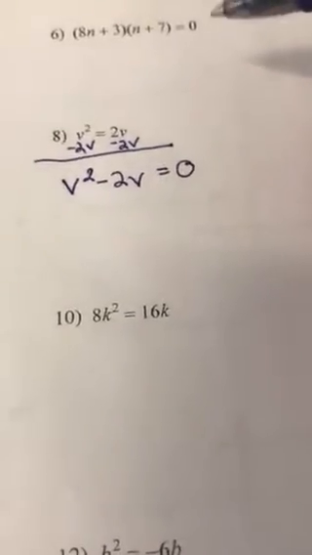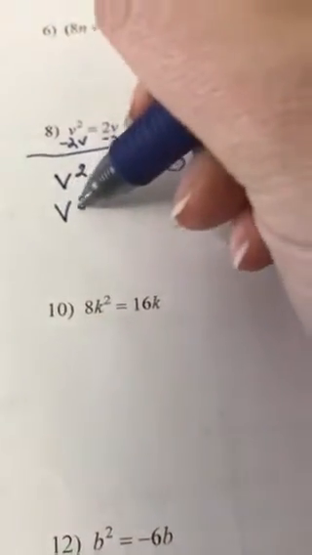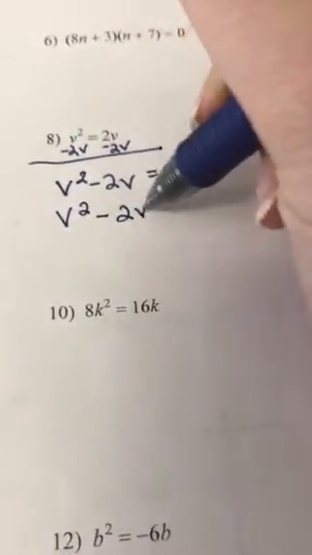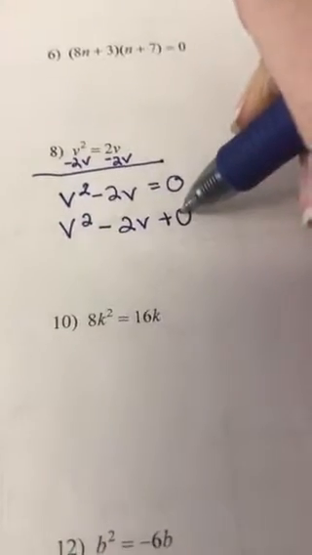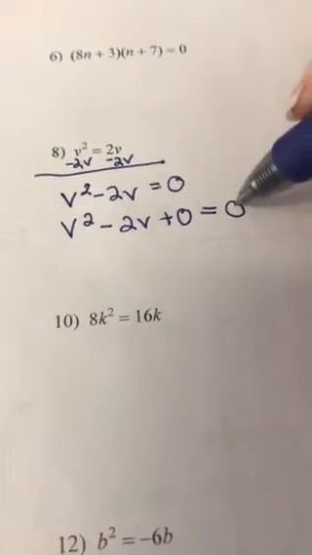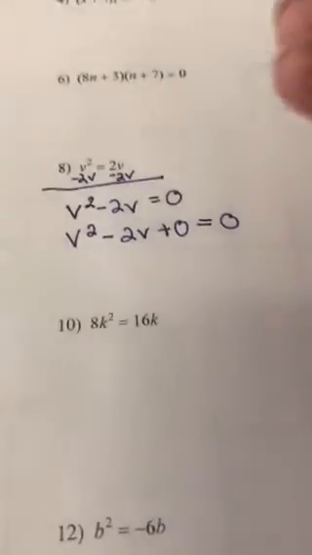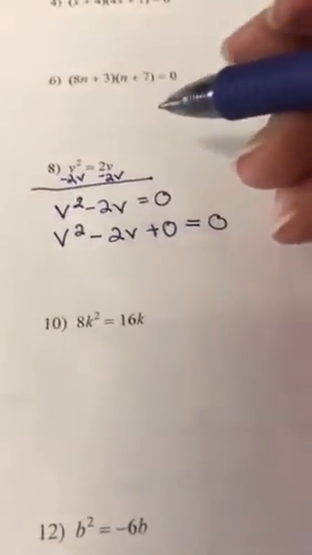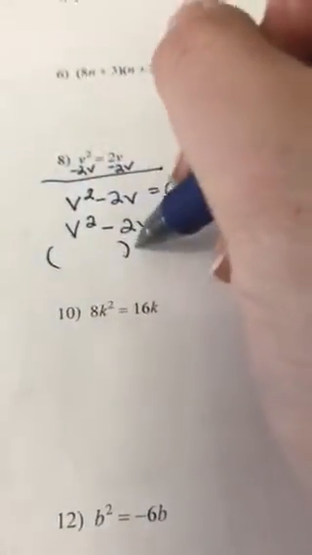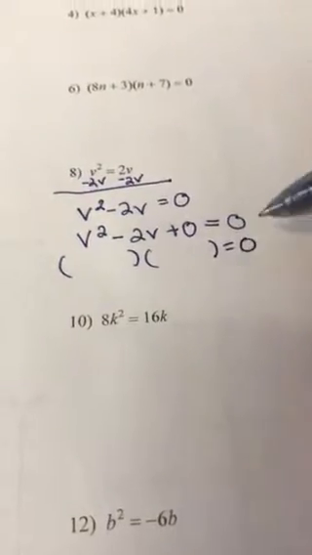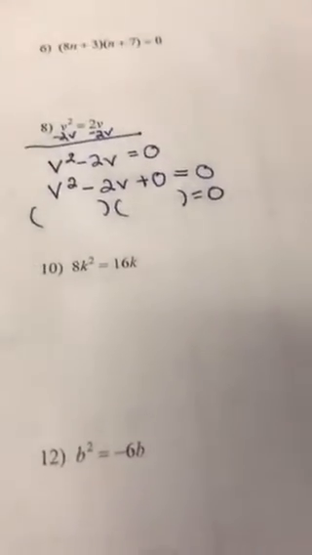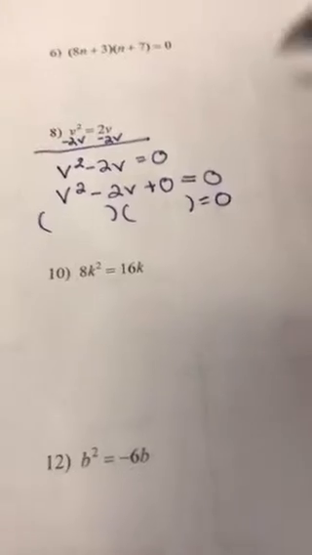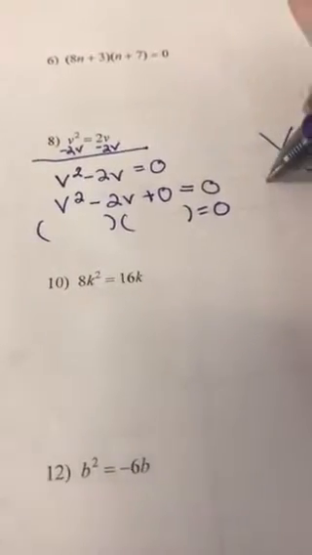Now as you can see, this expression is the same as v squared minus 2v plus 0 as my constant, all equal to 0. So to solve it, I need to be able to factor it out first before finding the appropriate values for v. So to factor it out, I'm going to use my diamond problem.